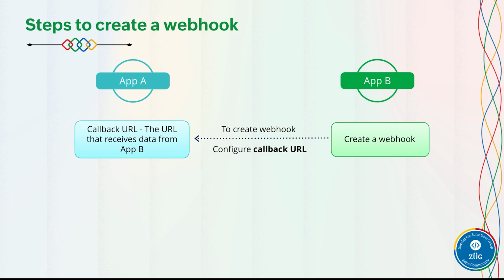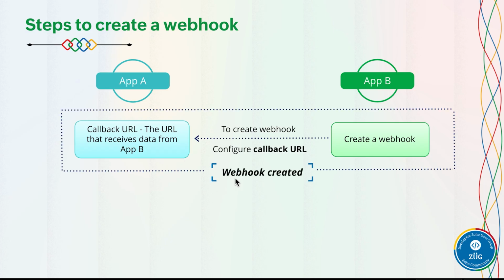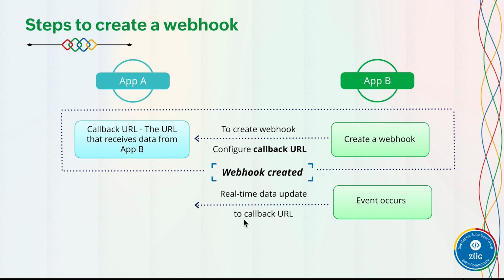So to summarize, when creating a webhook in application B, you need to define an event that will trigger the webhook and provide a callback URL where the real-time data should be sent. Once both of these are configured, the webhook setup will be complete. Now, whenever the specified event occurs in application B, the webhook will automatically push real-time data to application A through the configured callback URL.